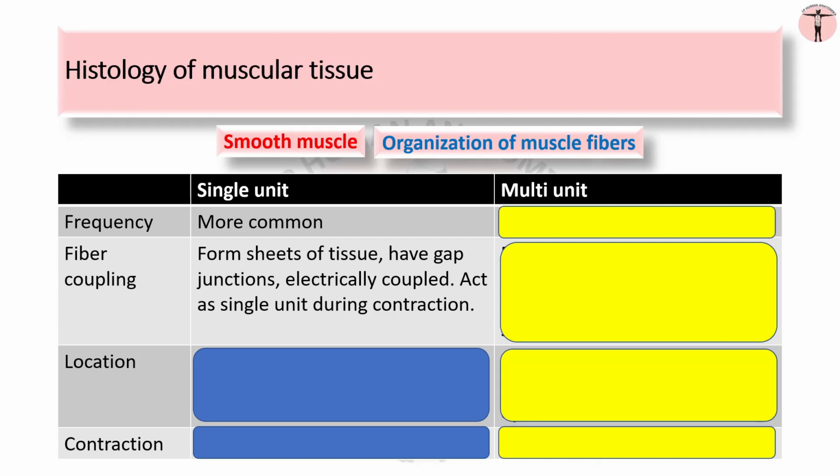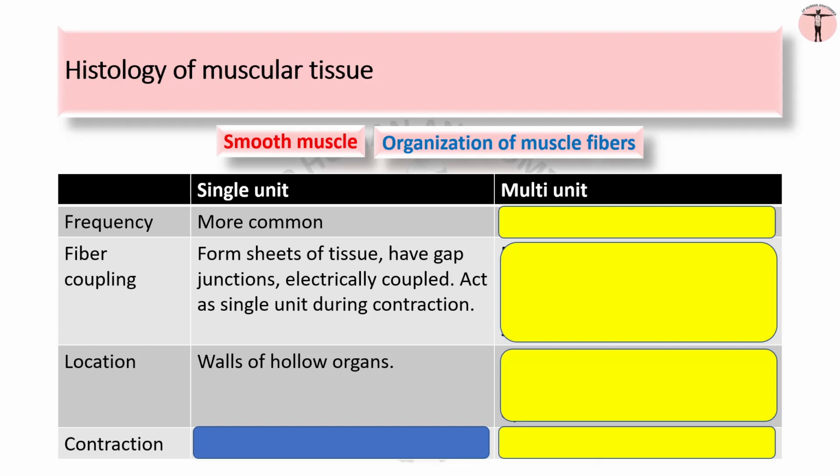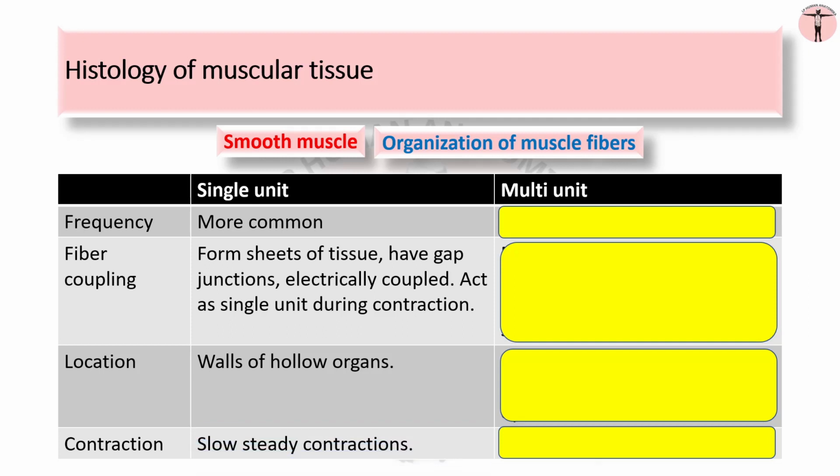If one cell supplied by a nerve is stimulated, the whole bundle of fibers contracts as a single unit. These fibers are present in the walls of hollow organs. Single unit smooth muscle produces slow, steady contractions that allow substances such as food in the digestive tract to move through the body.